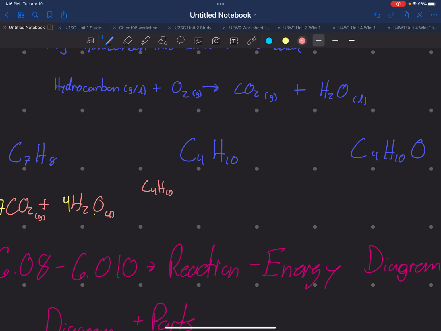C4H10. That has 4 carbons. I'm gonna say that's a gas. Plus O2 leads to CO2 plus H2O. Gas, liquid. I'm getting lazy. Okay, fine. Now let's count 4 carbons here. So we're gonna put 4 here.